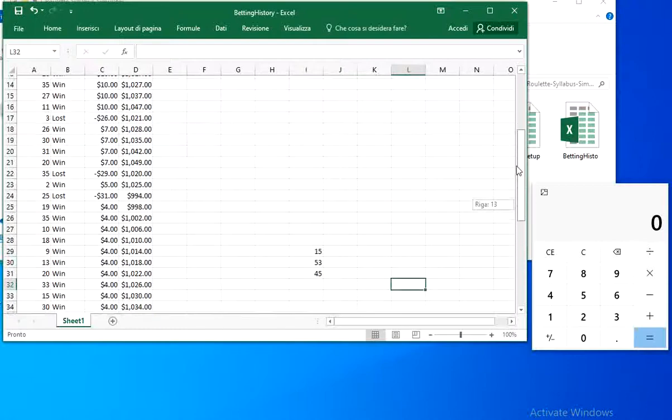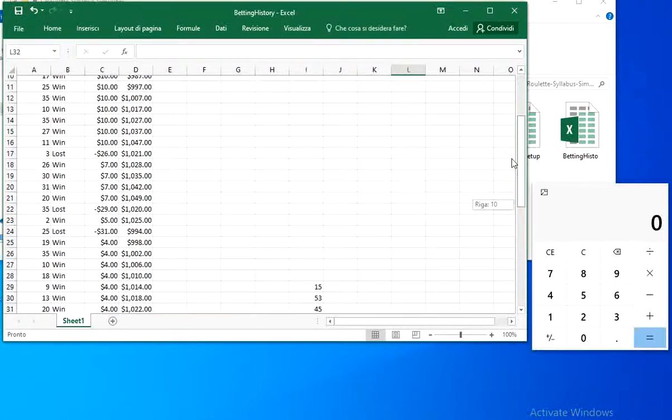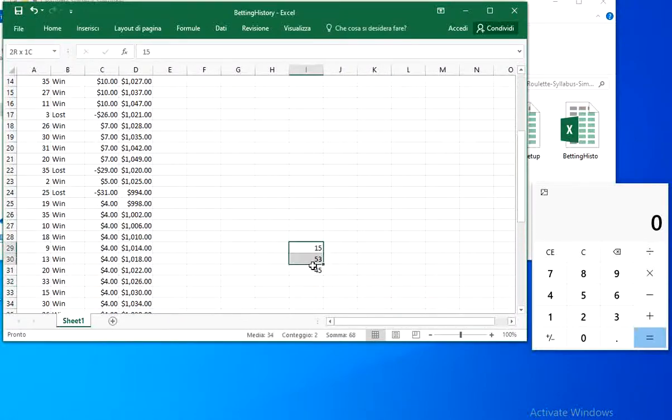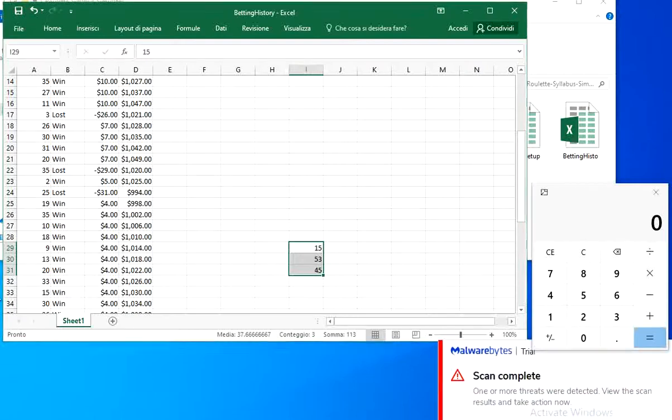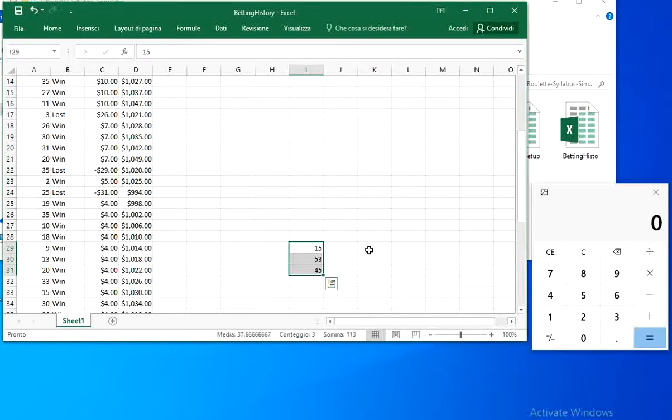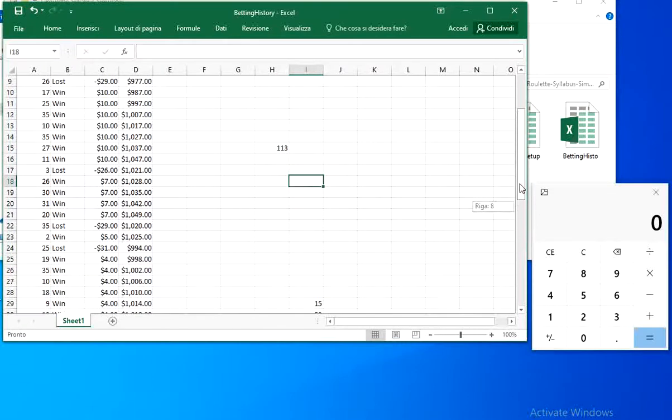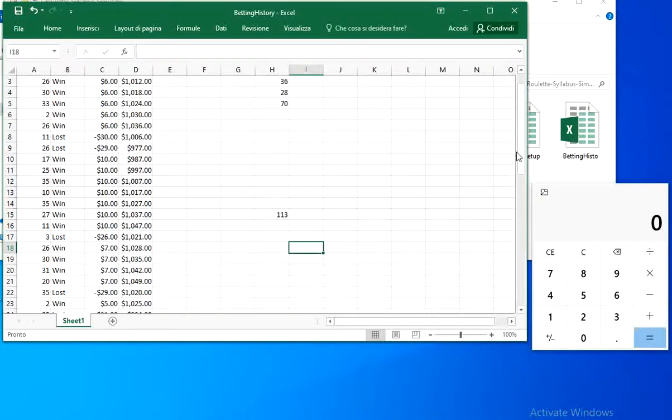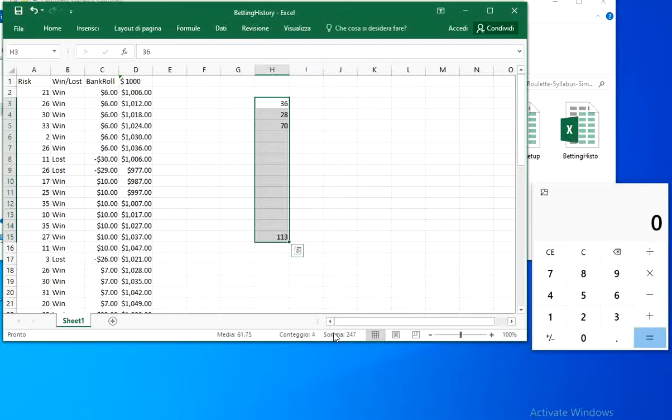All right. This is what? This is 113. Right, then let me add it up to this one. When they are in the same cell, I can just do that. All right, 247. So total wins were 247.